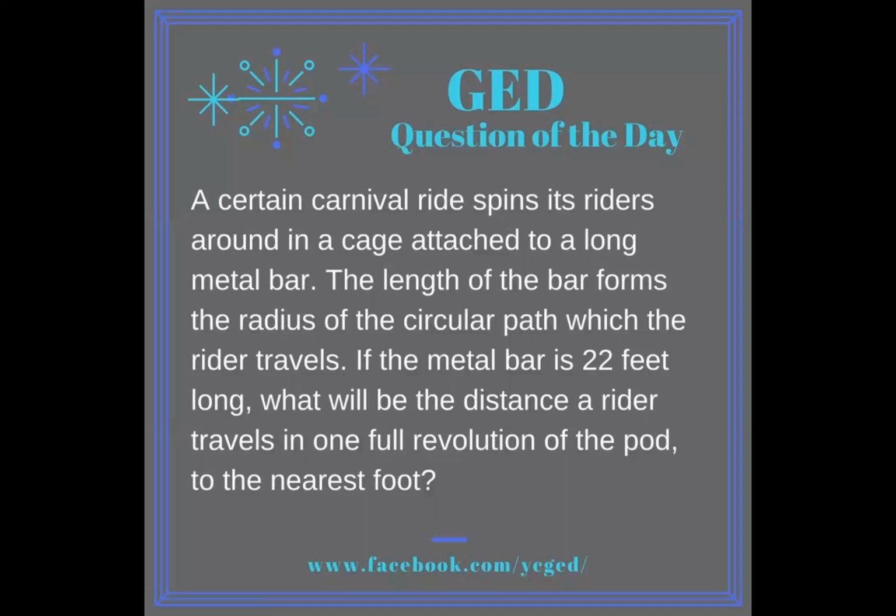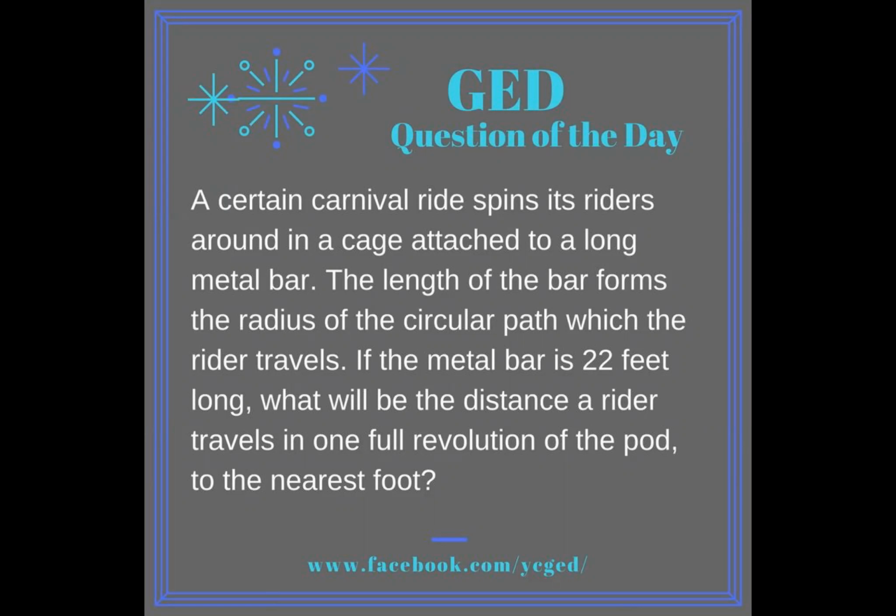It's GED question of the day time again, and we've got a word problem. Let's go ahead and read it together. A certain carnival ride spins its riders around in a cage attached to a long metal bar. The length of the bar forms the radius of the circular path which the rider travels. If the metal bar is 22 feet long, what will be the distance a rider travels in one full revolution of the pod to the nearest foot?